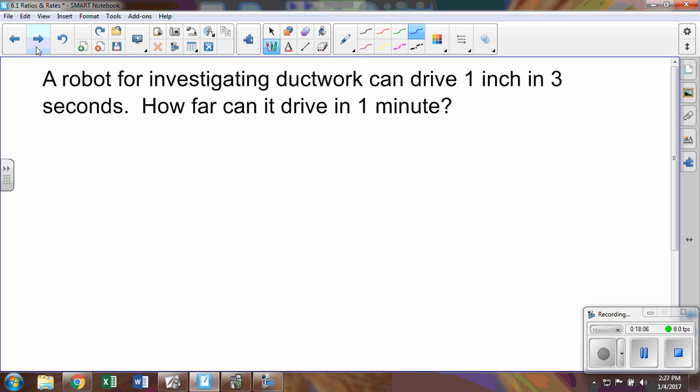Now, of course, you don't want them to go too fast either. This one can drive 1 inch in 3 seconds, which doesn't seem like it's very fast. But again, it's not like you want a remote control car cruising through your ductwork. It's going to go slow so you can get a good camera image. How far could that thing drive in 1 minute?